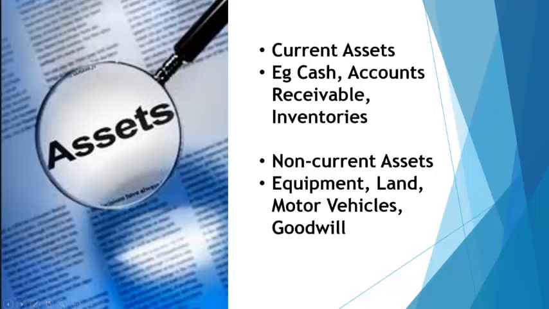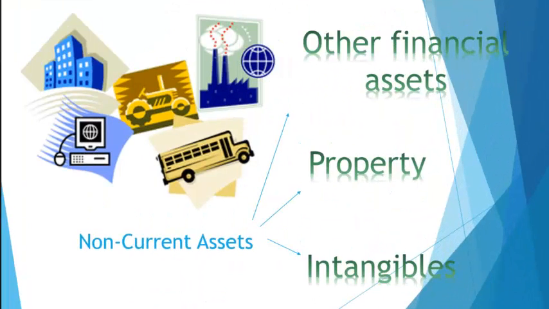Then we have other assets which the business keeps for longer than 12 months. Example: equipment, land, motor vehicles, goodwill, just to name a few. Non-current assets are commonly divided up into three different types of classification as well. Other financial assets, for example, investments, debentures, property, land and buildings, motor vehicles and so forth, and intangibles. They're the assets that we can't touch, but they still have some sort of value, for example, patents, goodwill, and copyrights.